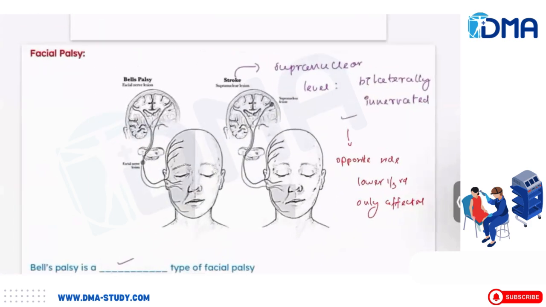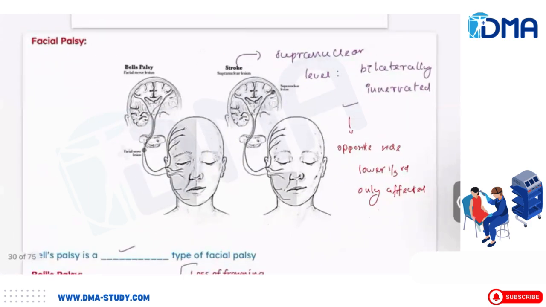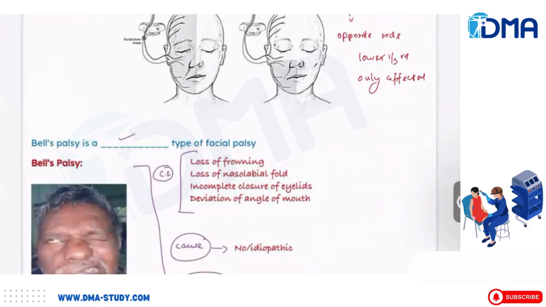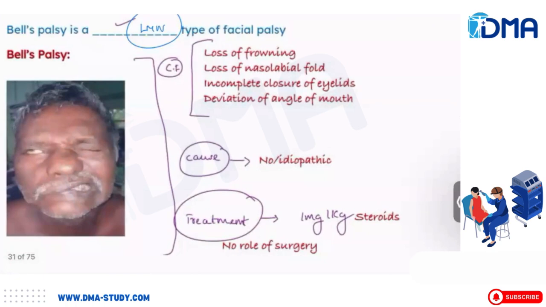Whereas in case of Bell's palsy, half of the face is completely affected. It is the LMN, lower motor neuron type of facial palsy. So in Bell's palsy, what are the clinical features? There will be loss of frowning, loss of nasolabial fold, incomplete closure of eyelids, and deviation of the angle of mouth. Though Bell's palsy is the most common cause of LMN type of facial palsy, the cause is unknown. Bell's palsy is an idiopathic facial palsy.